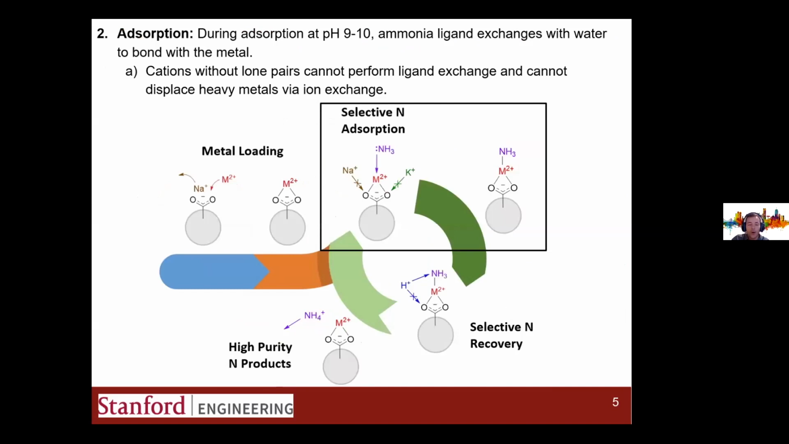Next, when these resins are placed in an aqueous environment that contains ammonia at an optimal pH range between 9 and 10, ammonia will bind to the metal itself, while cations without lone electron pairs do not have enough electrostatic affinity to ion exchange with the high affinity transition metal itself.